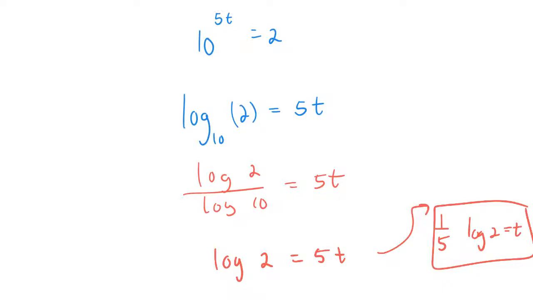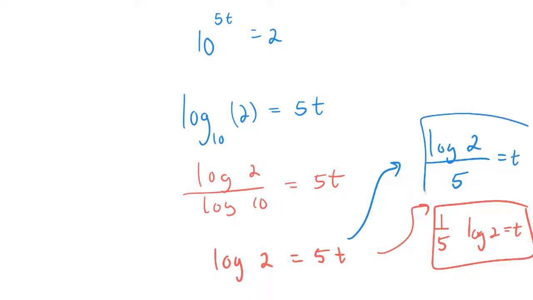Divided by 5 is the same thing as multiplying by 1/5. I think the answer is a 1/5 in the choice. That's why I put a 1/5 there. But you could have just divided by 5, right? It's the same thing. Instead of multiplying by 1/5, you could have written this answer as log base 10 of 2 all over 5. Either expression is okay, red or blue.